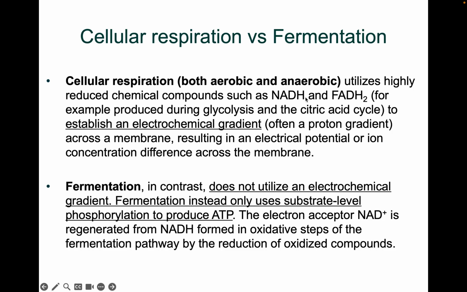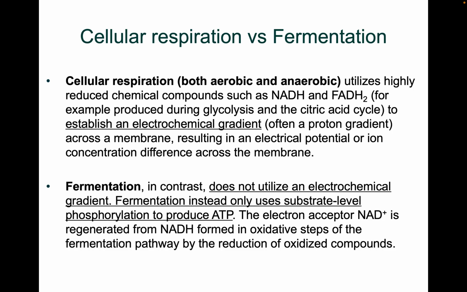That's the difference. But the good thing about these is that cellular respiration, both aerobic and anaerobic, reduces chemical compounds to NADH and FADH2. And they also create this electrochemical gradient. This is where they're passing the electrons along the complexes in the mitochondria. They keep passing them around and creating a proton gradient in the intermembrane space. And those protons then move back through chemiosmosis to fuel the ATP synthase. Both aerobic and anaerobic do it.